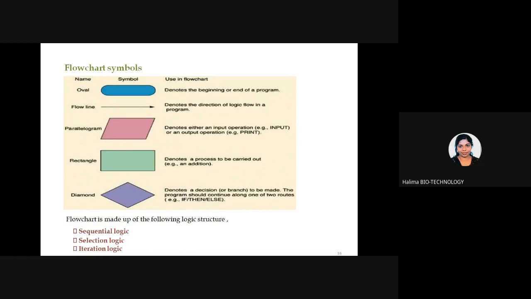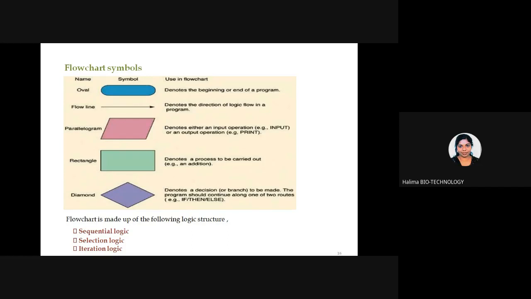Okay, so I repeat the symbols. The oval shape is for start and stop. Flow lines will show where the flow of a program will happen. Parallelogram is for input and output, that is, mainly your print statements will be enclosed in a parallelogram. Rectangle is for process identification, that is, either an arithmetic operation or any operations you want, you will be using a rectangle there. And diamond is mainly for if statements. So if else, if then statement, everything will be using the diamond shape.